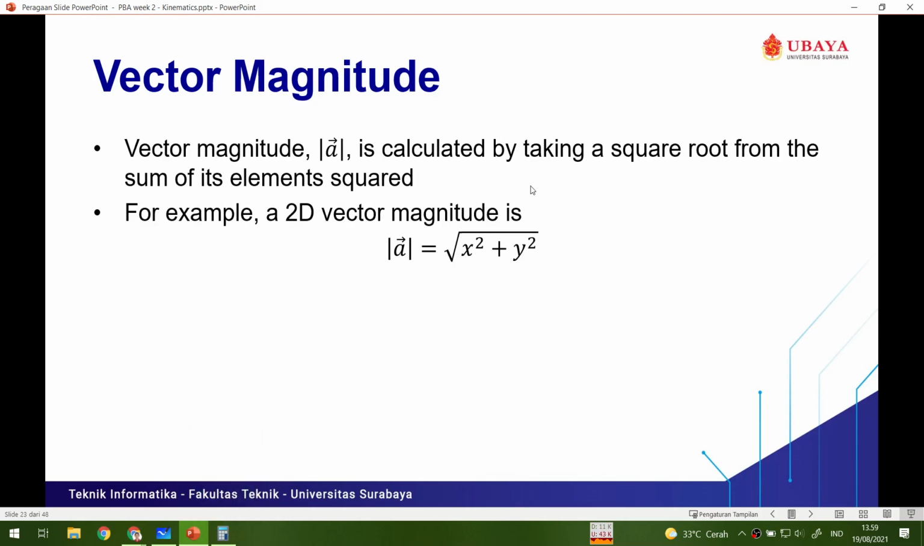Okay, and we have a vector magnitude, which is denoted by two straight vertical lines enclosing the vector itself. The vector magnitude, or sometimes we call it length. Magnitude is the same as length. It is calculated by taking the square root of the sum of its elements squared. For a 2D vector, the magnitude is the square root of x squared plus y squared. If you have a 3D vector, then the vector magnitude is the square root of x squared plus y squared plus z squared.